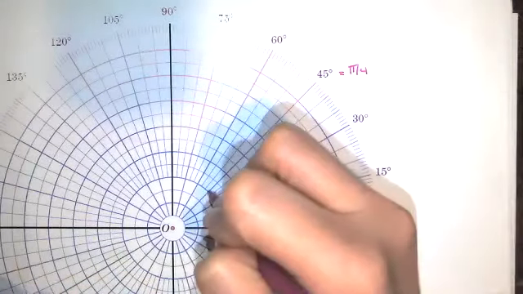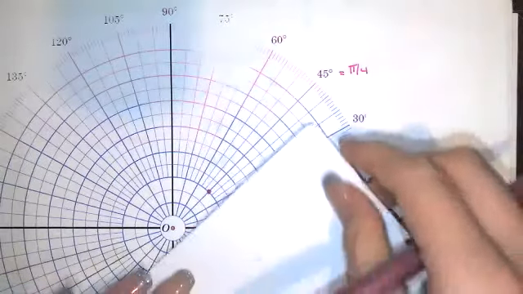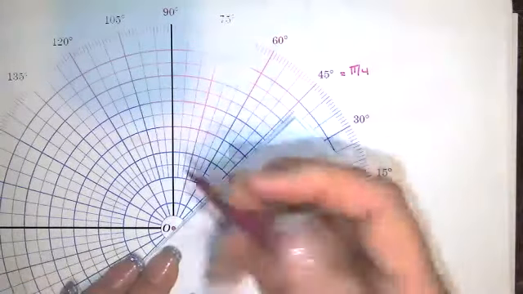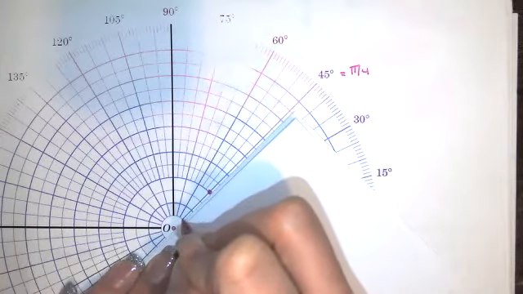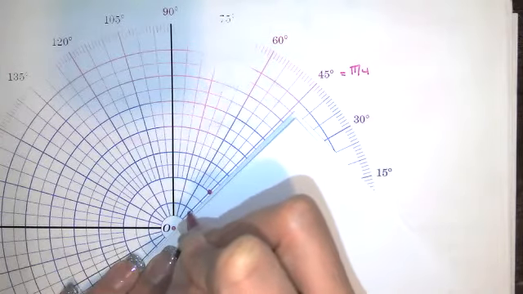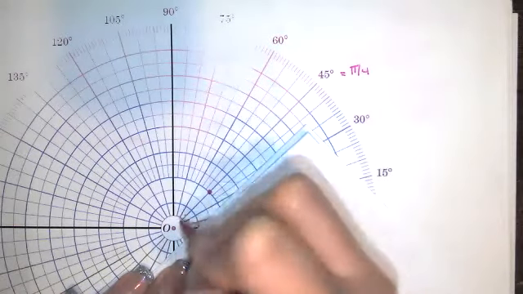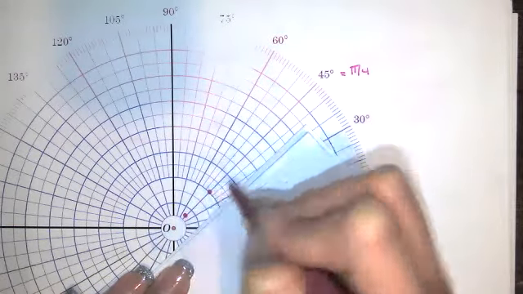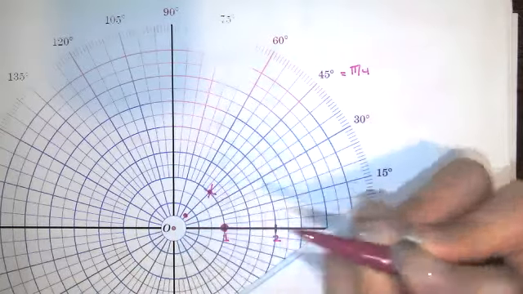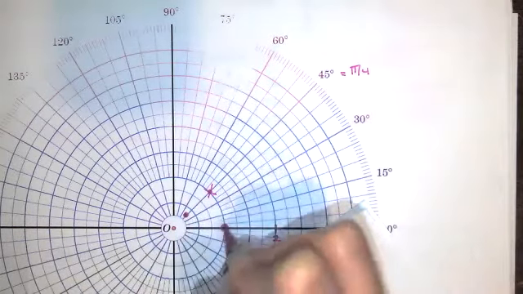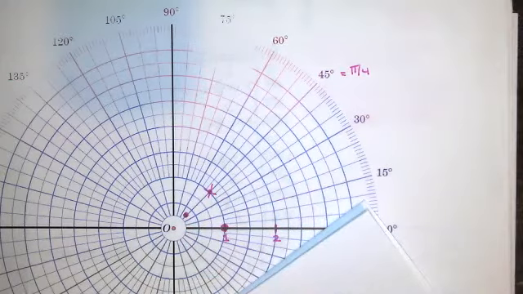So if this is 1, 0.3, that's going to be 0.25. It's going to be a little bit, this is 0.25 and that's 0.5. So it's about here. Oops, that's 1. That shouldn't be on the graph. This is on the graph and that's on the graph. Okay.